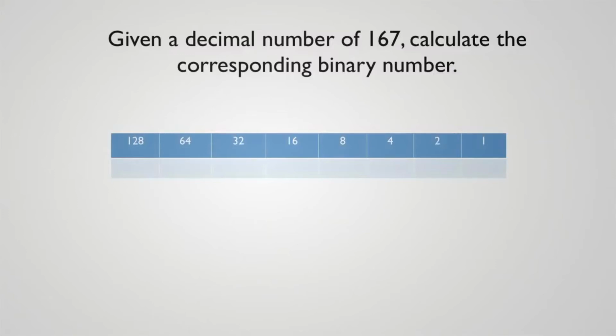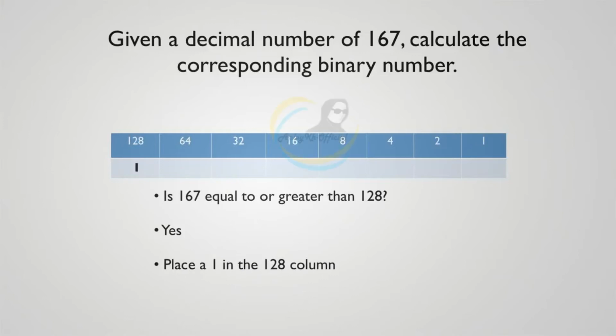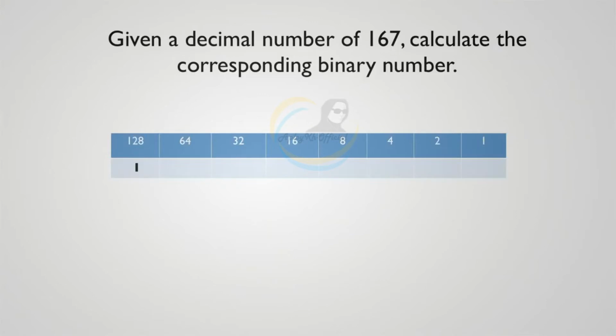Here's the question that we ask. We start at the left-hand side of our columns, and we ask the question, is 167 equal to or greater than 128, our leftmost column? Yes, it is. If the answer to this question is yes, then we're going to place a 1 in that 128 column, and then we're going to subtract 128 from 167, and that's going to give us a remainder of 39. Then we move over to the next column and go through the same set of questions.